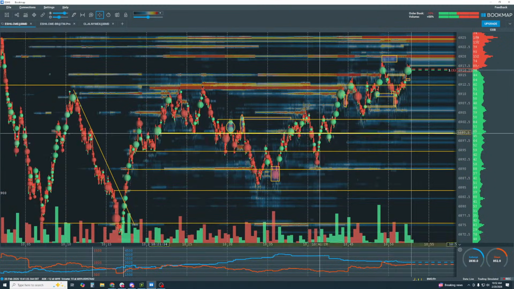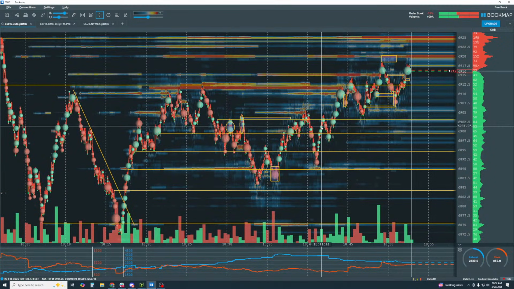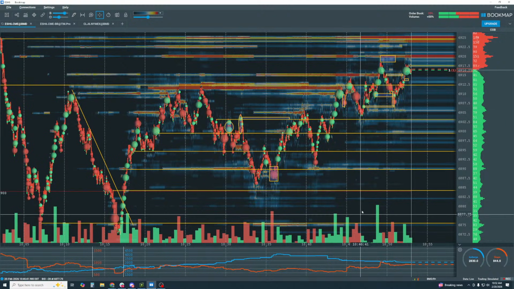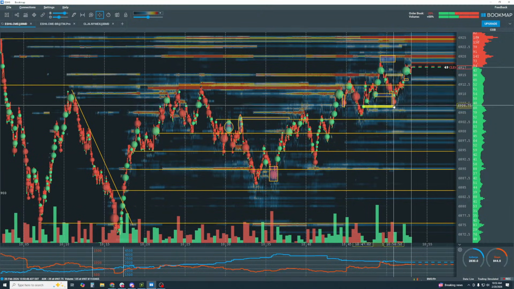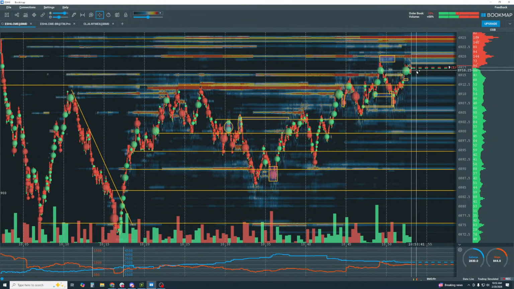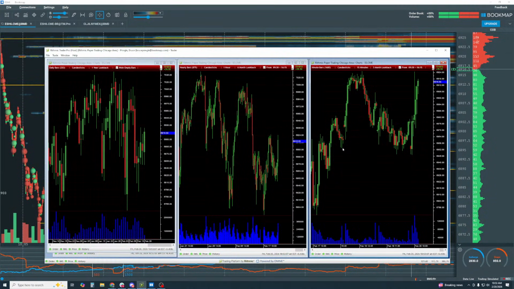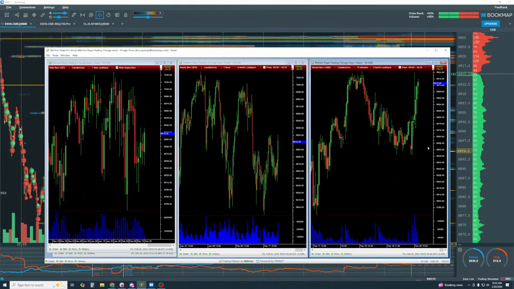All right, let's zoom out. Let's take a break on this for a minute because we can really get into the nuances in here, and we want to avoid confusion. Let's look at some of the bigger traps and what the scenarios might be. This is our daily on the left, hourly in the middle, and 15-minute on the right.